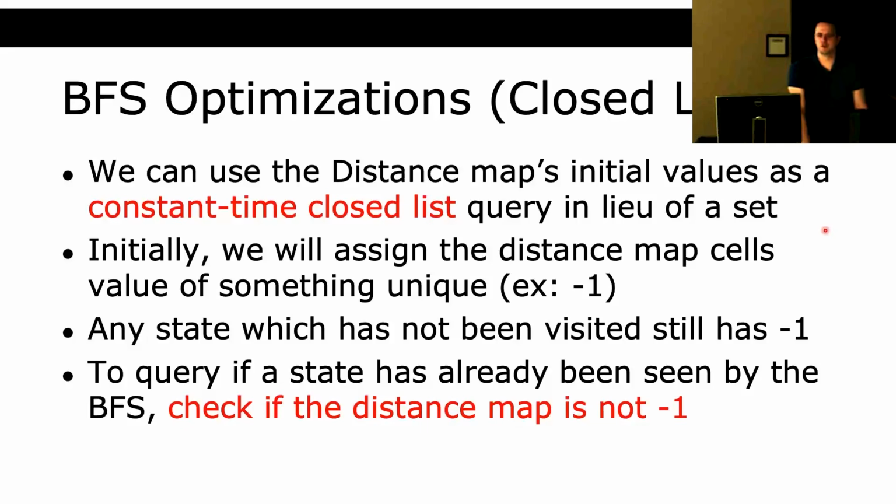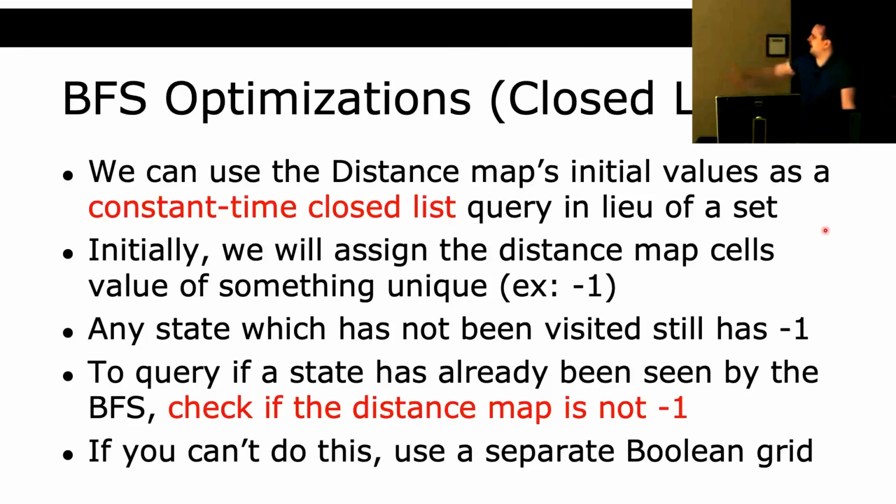To check if a state has already been seen by the BFS, check to see if its value is not -1. So instead of saying, oh, I have this other closed list data structure, I already have this distance map grid that I'm filling out, and if any value in that grid is not -1, it means it's in the closed list and I shouldn't visit it again. So that's a really cool way that you can use the same data for multiple different things.